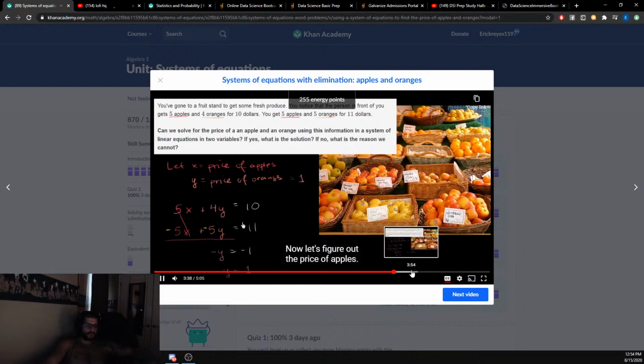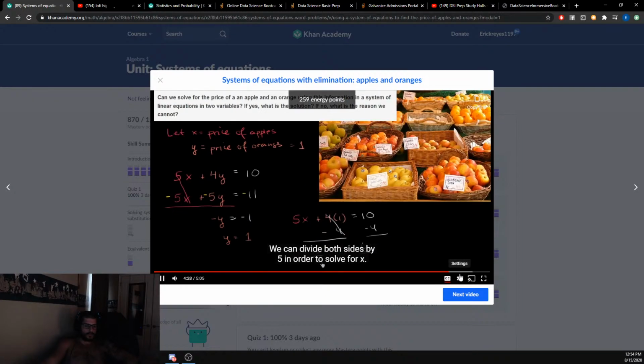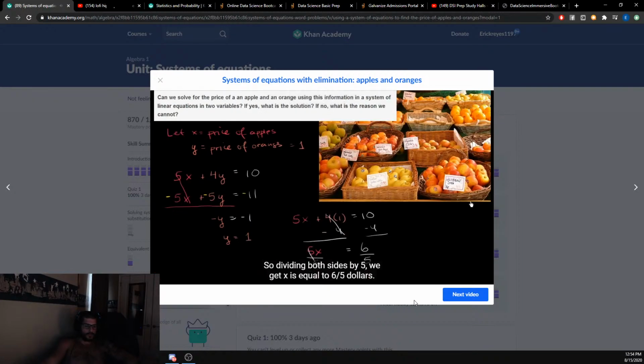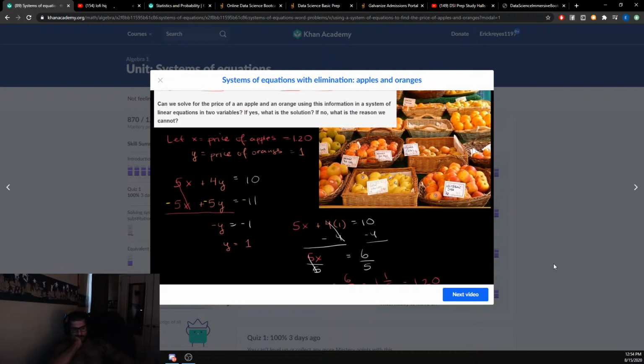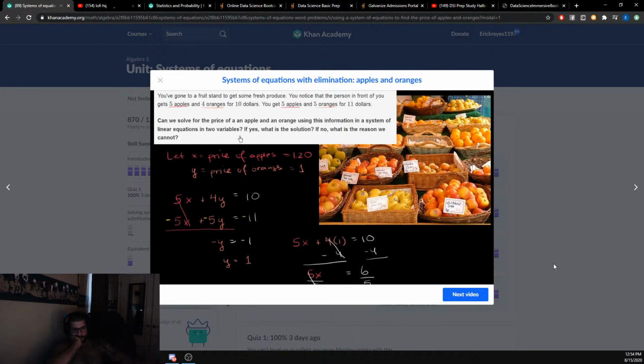Now let's figure out the price of apples. So they spent a total of $10. You can divide both sides by 5 to get 6/5 dollars. Or you could say that X is equal to 6/5, which is the same thing as 1 1/5, which is the same thing as $1.20. So it's $1 per orange and $1.20 per apple. So we absolutely could figure out the prices of apples and oranges using the information given.